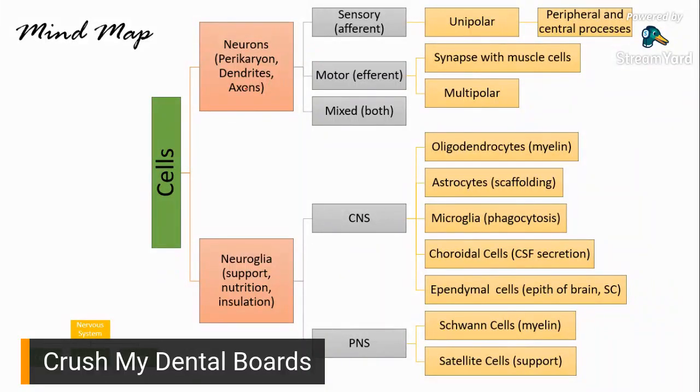So for neurons, we have different types of neurons. We have sensory neurons, we have motor neurons, and we have mixed type. We mentioned this before. If you would remember, sensory afferent, motor efferent, this is one way to remember it. And then you have mixed type of neurons, which would carry both sensory and motor.